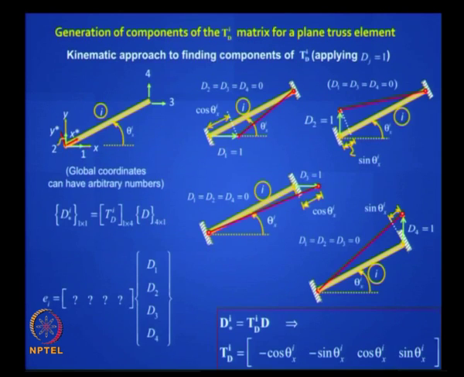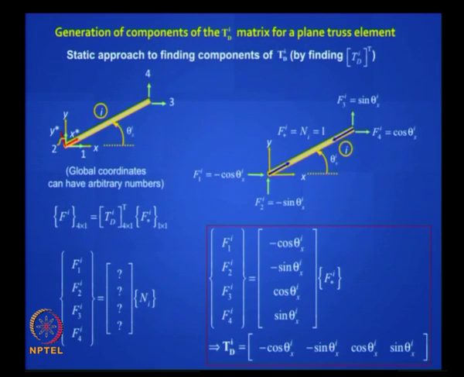So the first question that arises is, how do you generate your TD matrix? You remember there is a kinematic way of doing it. You just have to remember it is minus cos theta, minus sin theta, plus cos theta, plus sin theta. Remember this? We have done this. That means you keep applying a unit displacement at a time in your structure and see what happens at your element level. You can generate the same element stiffness matrix using a static formulation, using the TD transpose matrix.